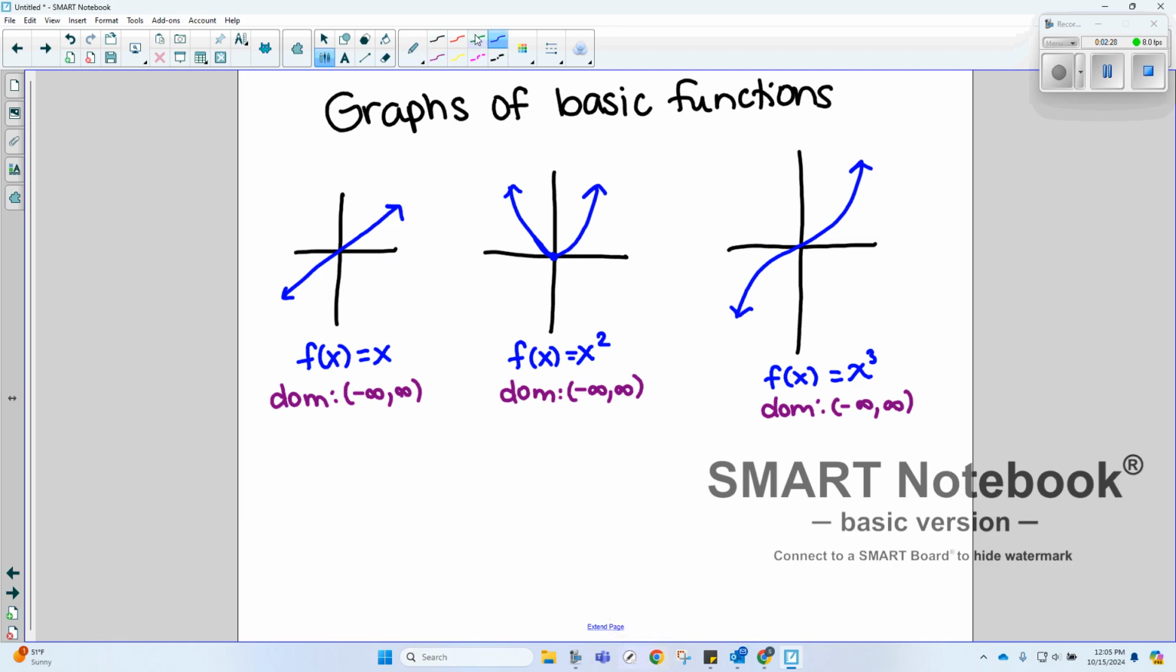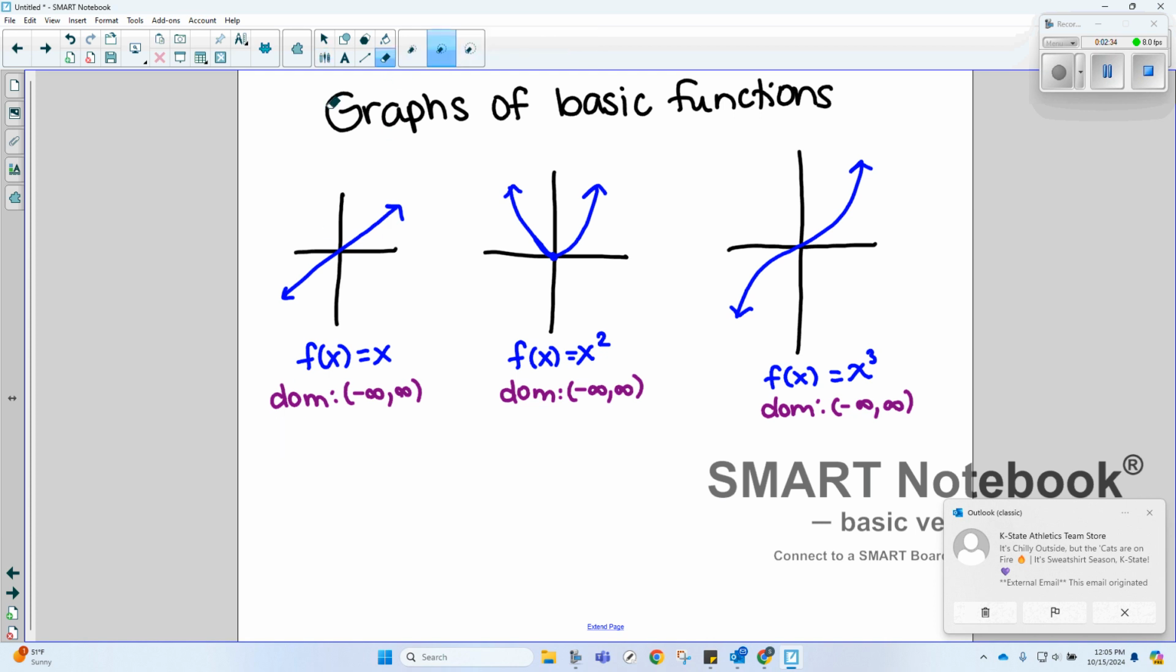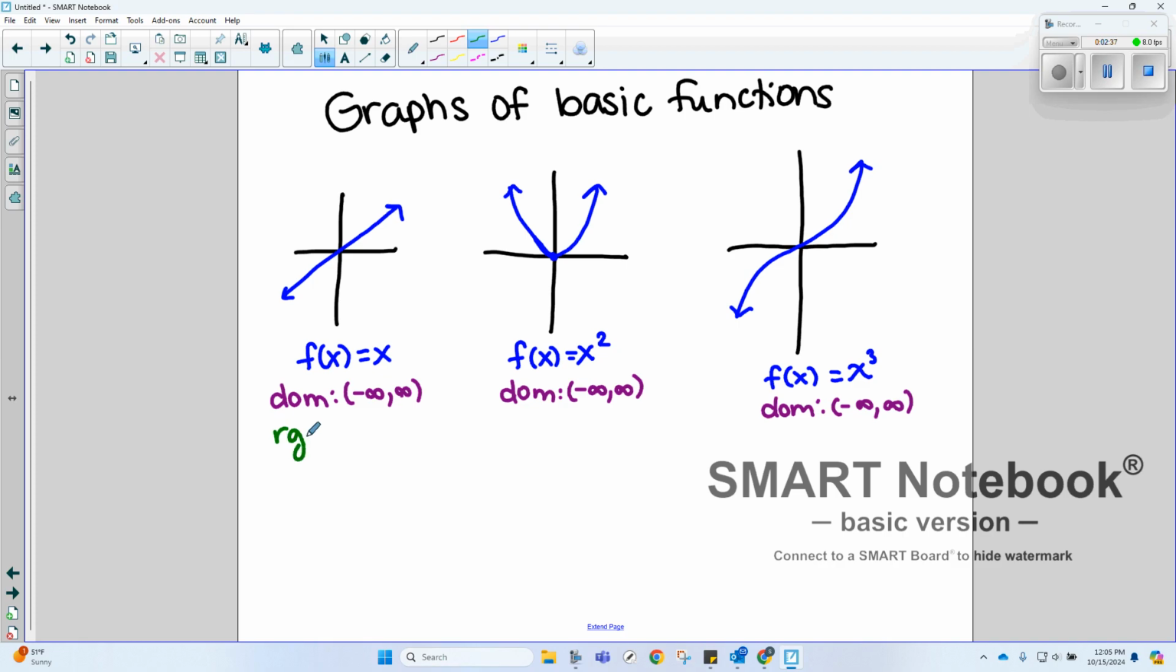Now for the range, not all of them have a range of all real numbers. So let me write the word range out. With a straight line, however, remember that unless we're dealing with a vertical line or a horizontal line, those are the only two exceptions to most of the things that we look at and worry about with lines. So if the line has a positive slope or a negative slope, it's also going to go up and down forever. Its range and domain are both going to be all real numbers.